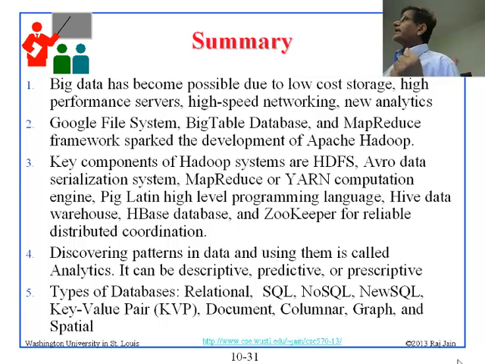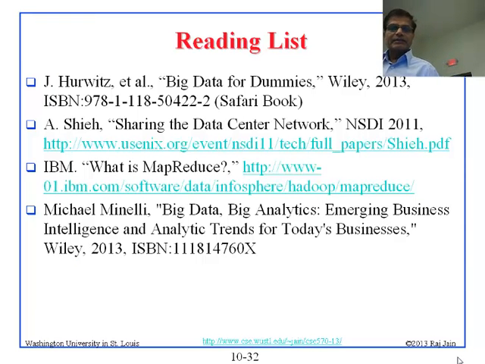Then discovering patterns in data and using them is called analytics. It can be descriptive, predictive, and prescriptive at least. You know that. The type of databases could be relational, and then you have SQL databases, meaning relational databases. Then you have NoSQL. NoSQL means not only SQL. And then you have NewSQL, and then you have key-value pair, document databases, column databases, graph databases, and spatial databases. That's all there is among the reading list.